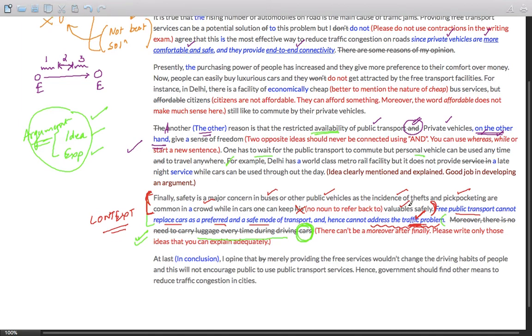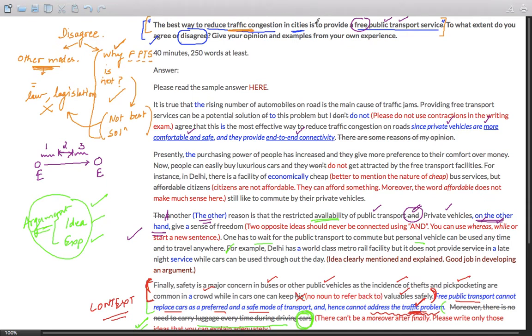So this was my take on this question, explaining this question and some of the elements that are well covered in this answer. There are areas that can be improved, and I have given my comments over here.